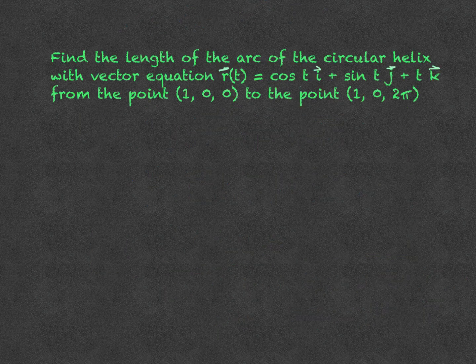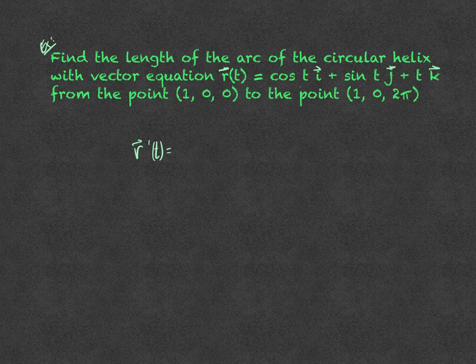All right, this example says find the length of the arc of the circular helix with vector equation r of t equal to cosine t i plus sine t j plus t k from the point (1, 0, 0) to the point (1, 0, 2 pi). So in order to find arc length, I'm going to have to find the derivative of the components. So I'm going to start with r prime of t equals.